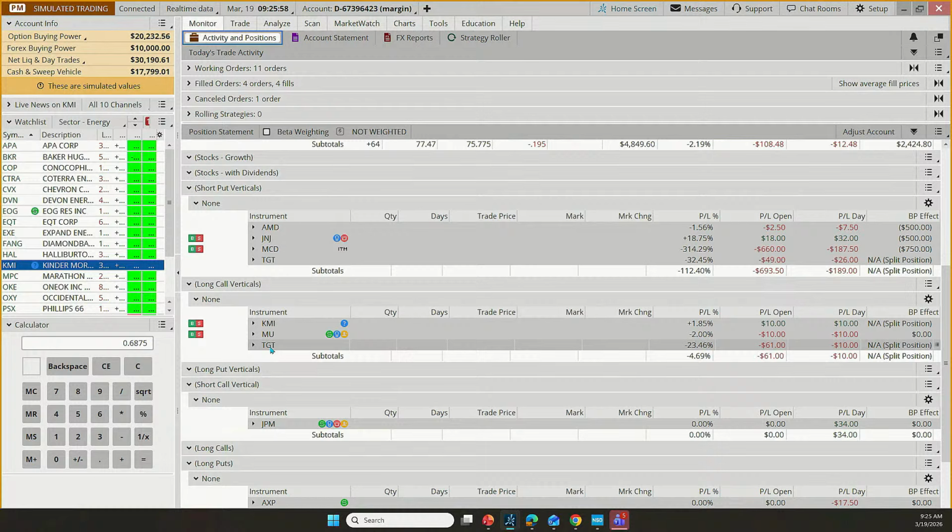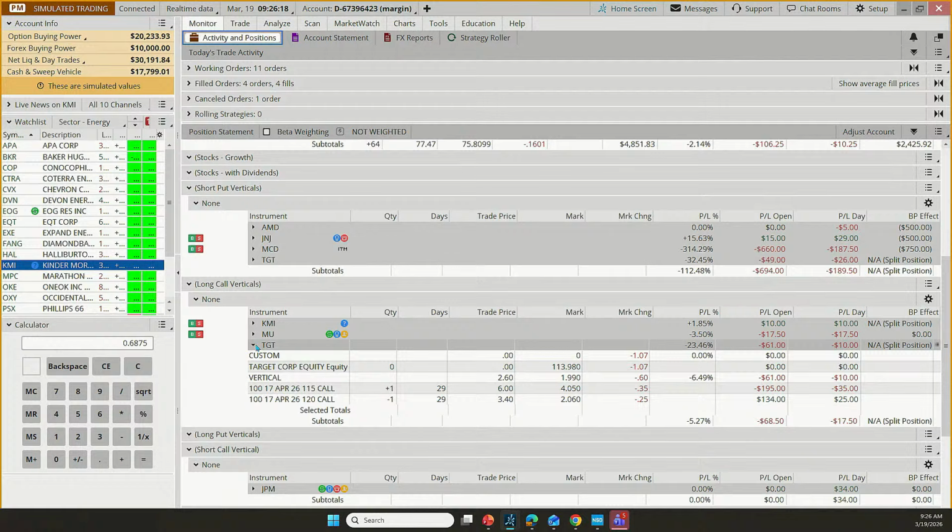Tomorrow we'll add our exit on this one that we hadn't added because I've had ongoing technical challenges. It could be that we had put this trade on and then I forgot to make it good till canceled, and so the trade died after a day.